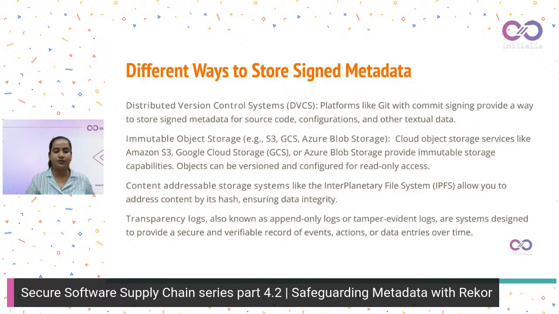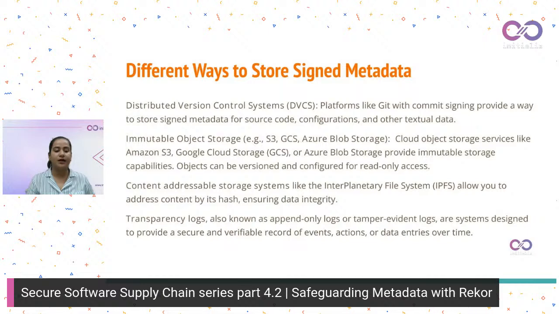Second is immutable object storage. Cloud object storage services like Amazon S3, Google Cloud Storage, or Azure Blob Storage provide immutable storage capabilities. Objects can be versioned and configured for read-only access. So this one specifically gives you an immutable ledger, right? As we checked in the significance, this is the most basic one, and you use it when you have to store signed metadata as files or objects in an immutable storage system to prevent unauthorized modifications.